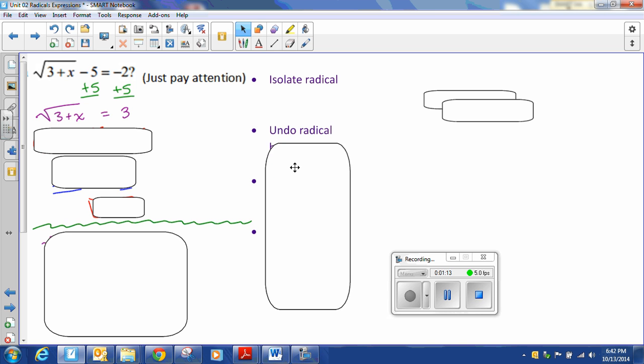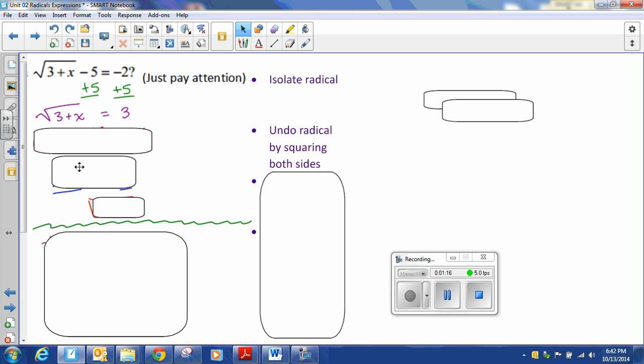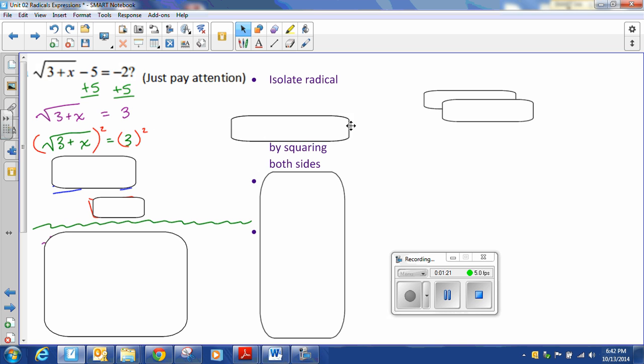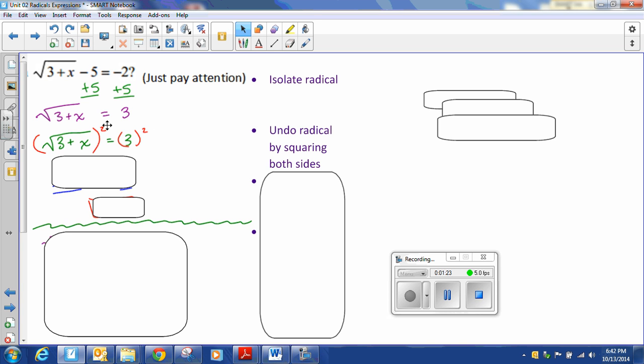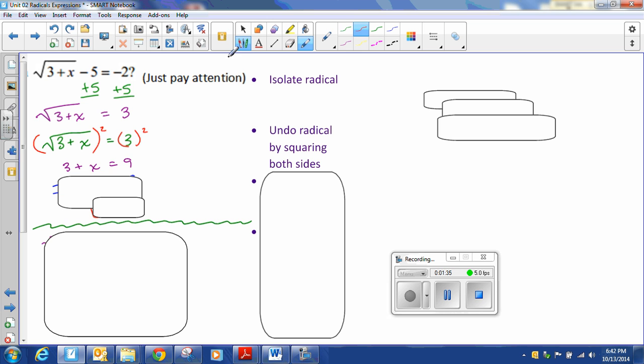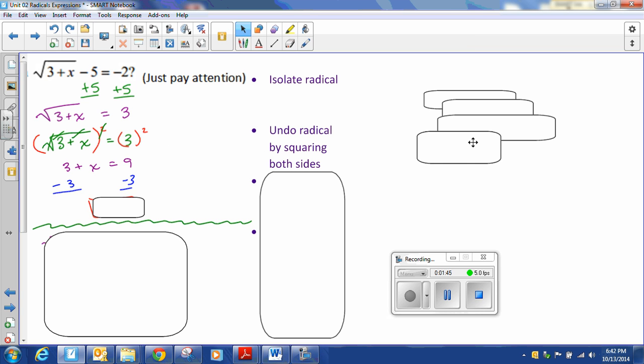Next step, we want to undo the radical by squaring both sides, because this is a square root. So we square both sides, remembering to put both sides in parentheses, and we end up with 3 plus x equals 3 squared, which is 9. As you can see, the square and the square root cancel each other out, therefore leaving 3 plus x by itself. We subtract 3 from both sides, we end up with x equals 6.